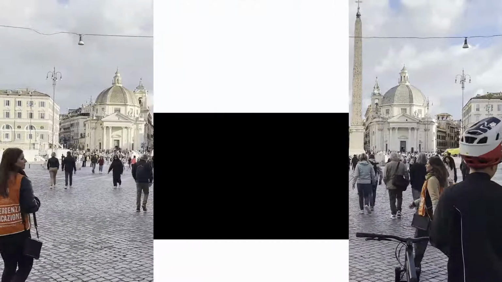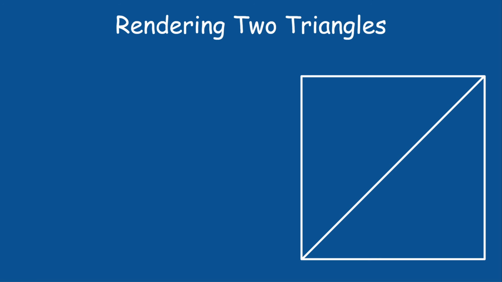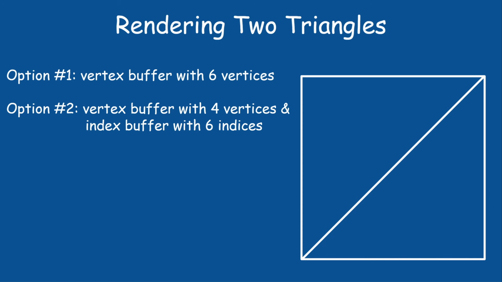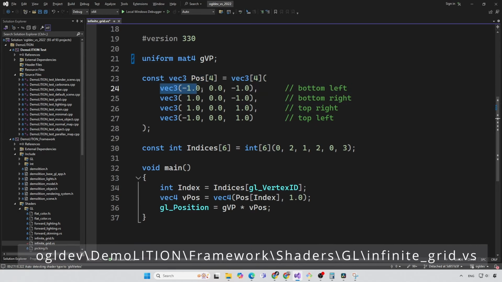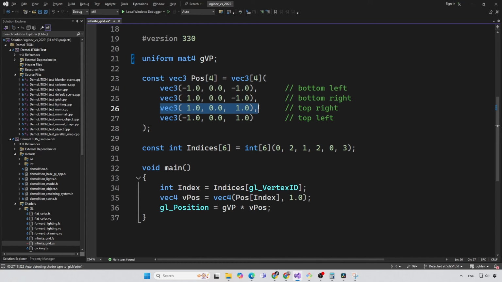Okay, let's get started. You already know that this system is based on two triangles, so let's start with that. We can render two triangles as usual, using a vertex buffer or a combination of a vertex and index buffers, but in this case I'm actually going to skip those and simply place the four vertices of the square directly inside the vertex shader. As you can see, we have the bottom left, bottom right, top right, and top left. In addition, we have an array of 6 indices which references the four vertices. Okay, so we have the first triangle and the second triangle.